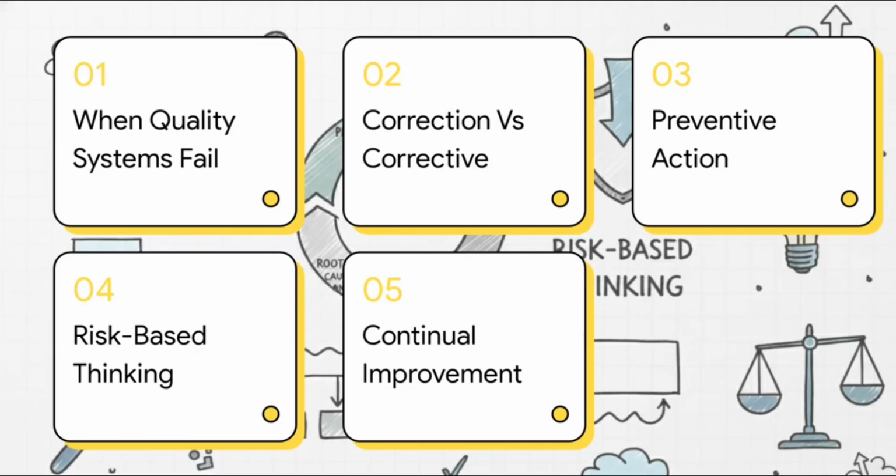Looking at our agenda for today, we're going to cover 5 main areas. First, when quality systems fail. Second, correction versus corrective action. Third, understanding preventive action. Fourth, embracing risk-based thinking. And finally, driving continual improvement. Let's get right into it.